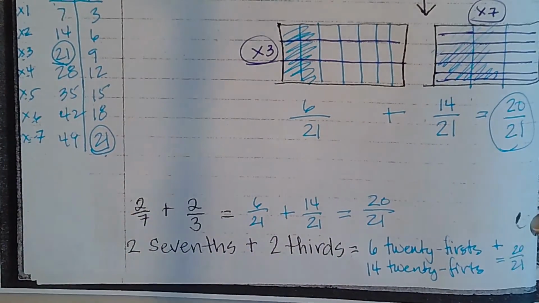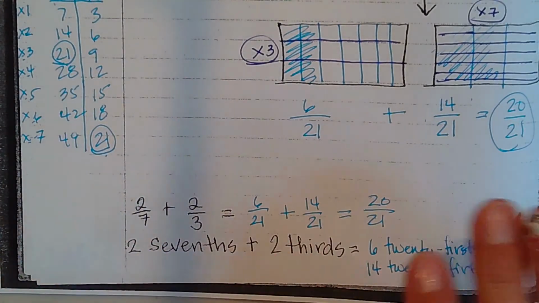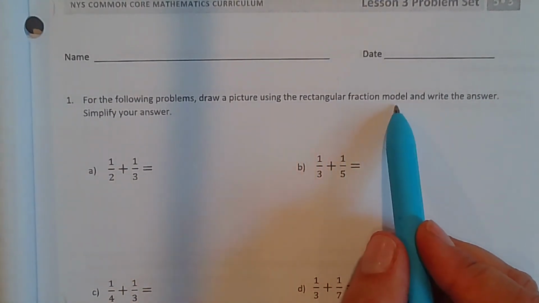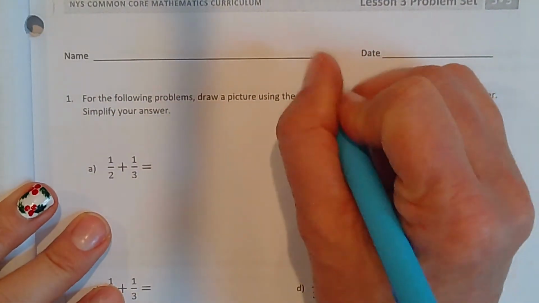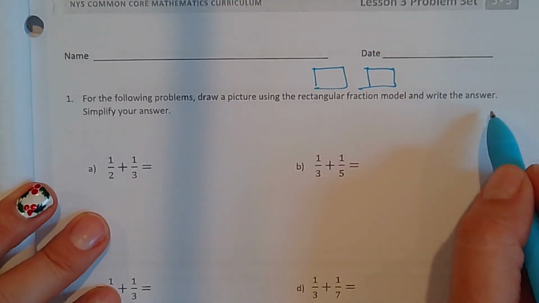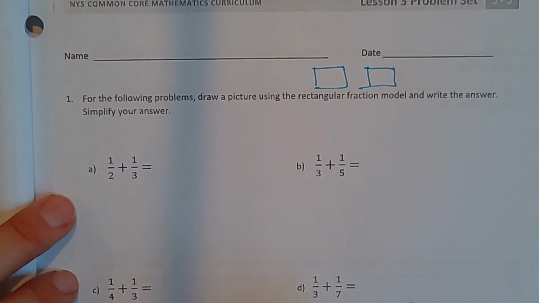Now that we've kind of developed the concept, let's look at the problem set together. So let's take out the problem set and let's look at what they're asking us to do. So for the following problems, draw a picture using the rectangular fraction model. That means the boxes, the rectangular fraction model, and write the answer. Simplify your answer. Simplify your answer is take it down to its smallest possible fraction.